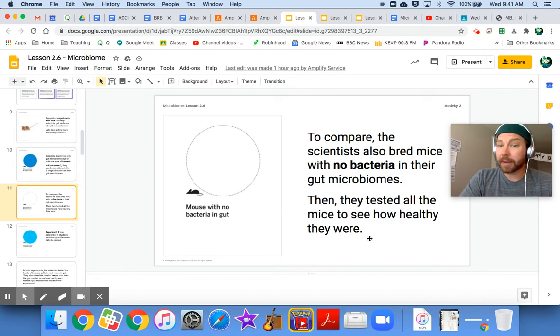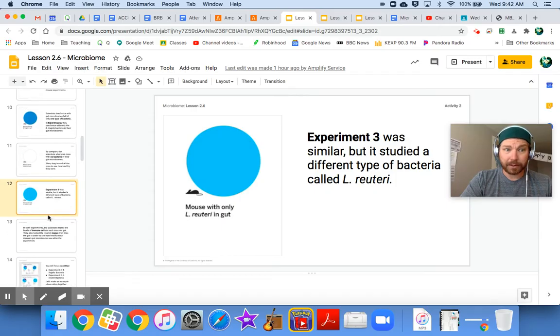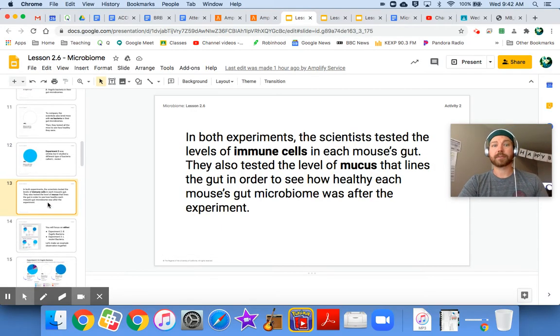Then they tested all the mice to see how healthy they were. In experiment 3, it was similar, but instead of B. fragilis, they produced mice with only L. reuteri bacteria in their gut. And similar to the other one, they already had mice with no bacteria in their gut. In both experiments, the scientists tested the levels of immune cells in each mouse's gut. They also tested the level of mucus that lines the gut in order to see how healthy each mouse's gut microbiome was after the experiment.